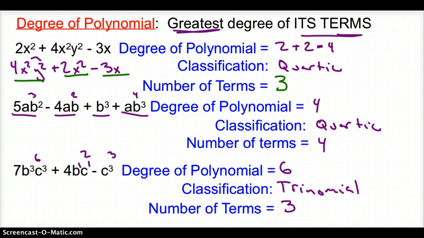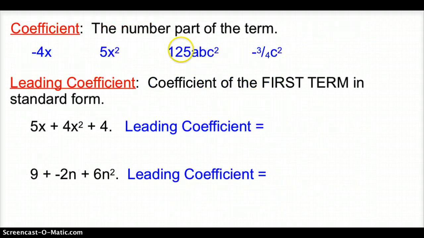We have 3. All right, coefficient is the number part of the term. So the coefficient here would be -4. The coefficient here would be 5. Coefficient would be 125. Again, it is what is in front. It is multiplied, but what is in front of your variable. And then here, what is in front of your variable, your coefficient would be -3/4. All right, as a fraction, it is -3/4.